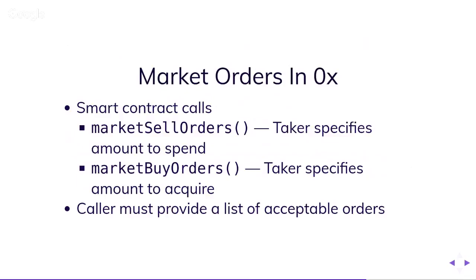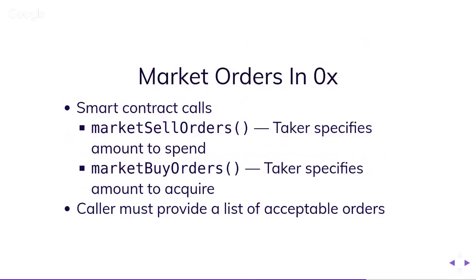With a market buy order, the taker is still the one calling it, but they specify it the other way around. They might say, I want to spend my ZRX getting 1 Digix Gold, and however much ZRX I have to spend to get 1 Digix Gold, I want to spend that so that I end up with exactly 1 Digix Gold when this transaction completes.